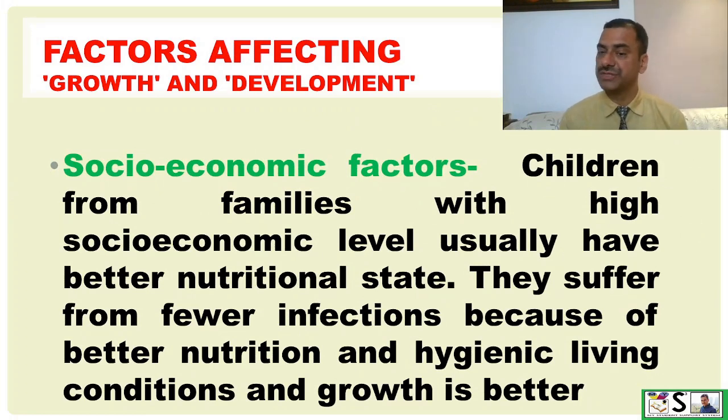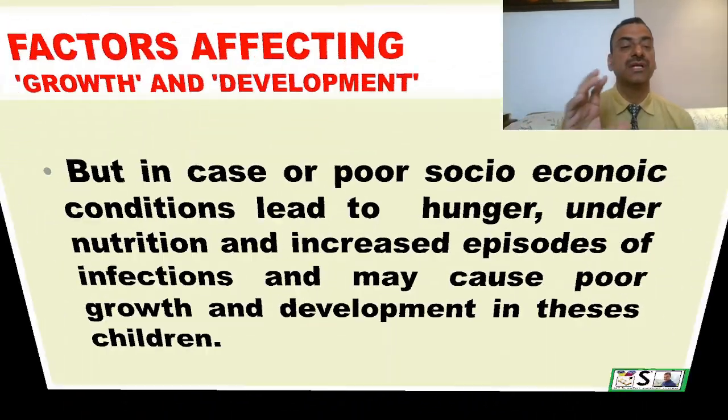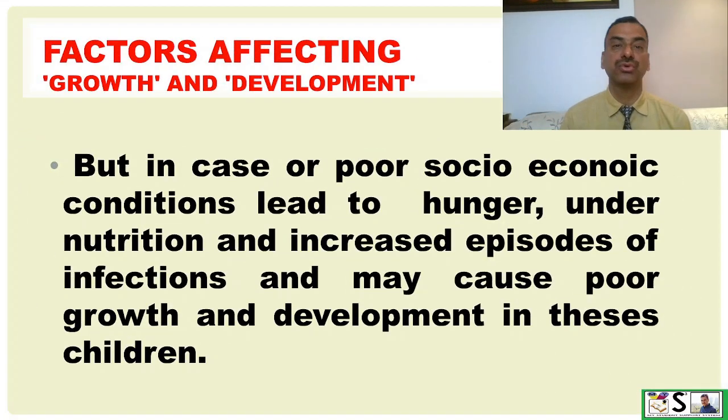Socioeconomic factors are also there. Children from families with high socioeconomic status usually have a better nutritional state. They suffer from fewer infections because of better nutrition and hygienic living conditions, and their growth will be better. But poor socioeconomic condition leads to hunger, undernutrition, and increased episodes of infections, which may cause poor growth and development in children.